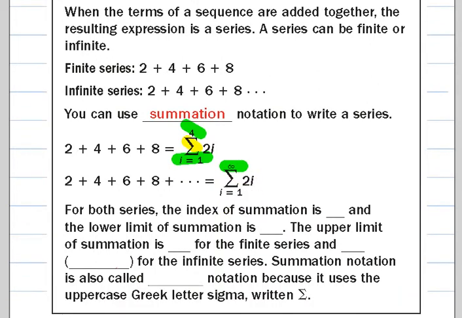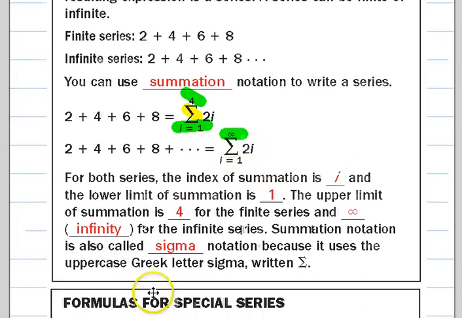So the terminology is new. The index of summation is i, which means it could be any lowercase letter, and we usually use i. And the lower limit in this case is 1, but sometimes it can be 0. The upper limit of summation is 4 for the finite series, and for the infinite series, it's infinity. Summation notation is also called sigma notation because this actual letter is the Greek alphabet letter sigma.